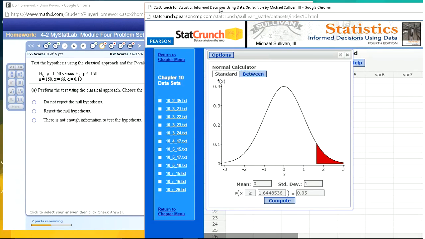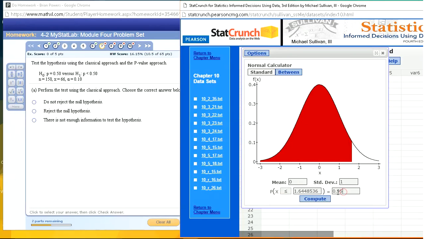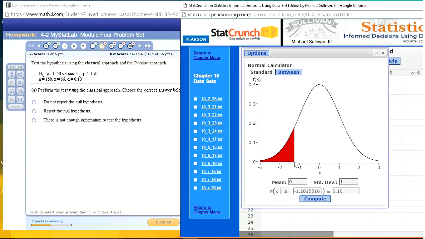A left-tailed test at alpha level of 0.10, so I'm going to change this to less than, and change this to 0.10, hit compute, and this in red is visually what we call a rejection region or a critical region. We'll calculate a z-statistic, and the decision process goes: if this z-statistic falls in the red region, then I reject the null hypothesis. So my critical value is this down here, negative 1.28. You can see visually it's right here. If what I calculate is less than negative 1.28, that means I reject.